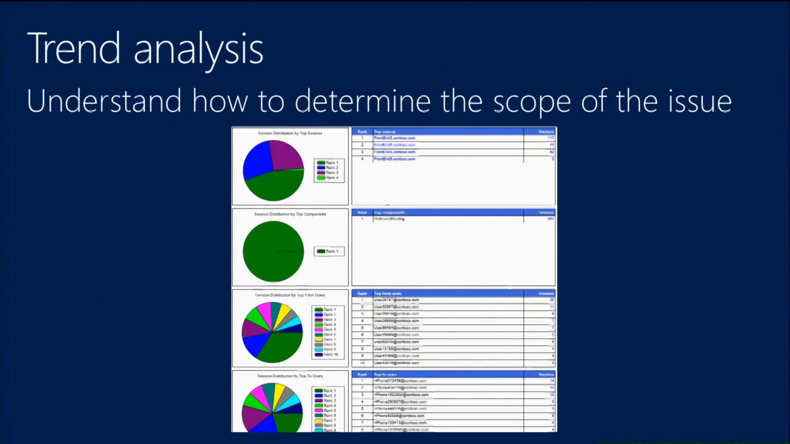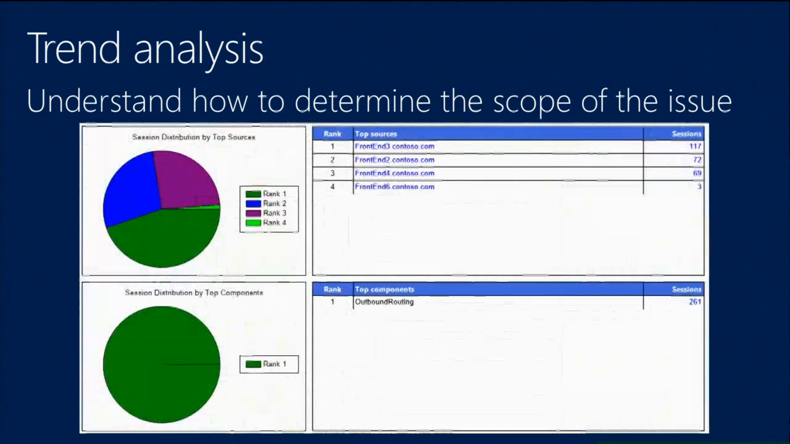There are 4 different charts. The first 2 on the top are coming next. You can see a distribution by the top sources and by the components. This is a trivial example, but you can imagine there could be many more servers and components. This one is in your face. We understand there is some problem with the outbound routing, so it's a no-brainer.